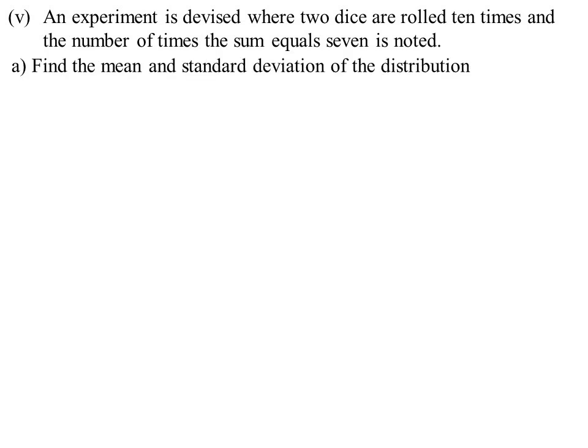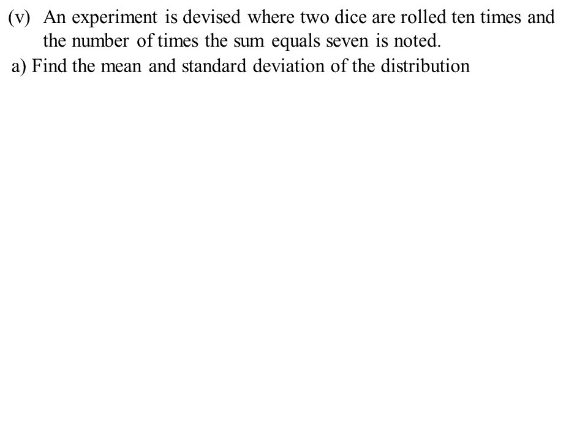Okay. We have an experiment. I'm going to roll 2 dice. I'm going to do it 10 times. And the number of times the sum equals 7 is noted. 7, of course, is the highest probability when you roll 2 dice. Find the mean and standard deviation of that distribution.